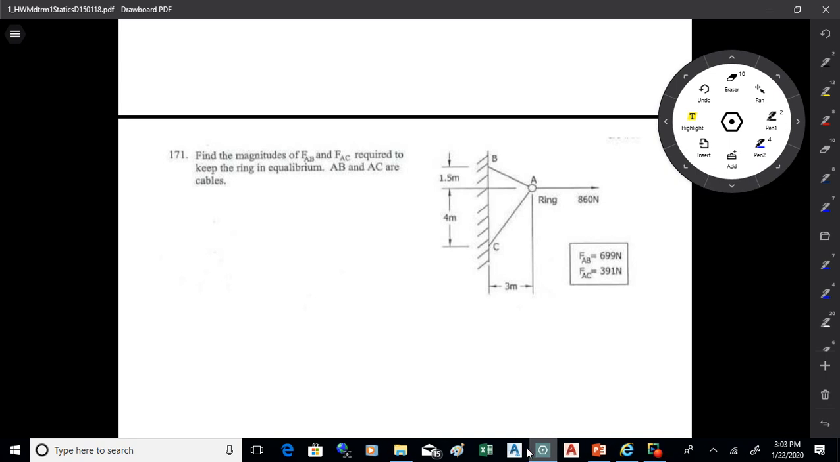All right, so the first two of them are two-dimensional problems. So we've got kind of cable systems with some sort of force applied. And let's have a look at this one. So we've got FAB and FAC. Those are the two forces in the cables. And we're pulling A to the right with 860 newtons. So we'd like to find the forces in AB and AC. Okay.